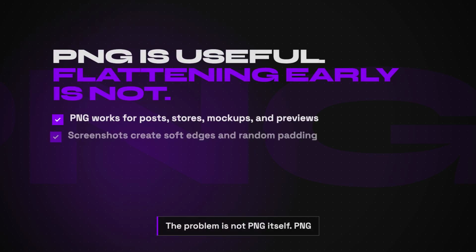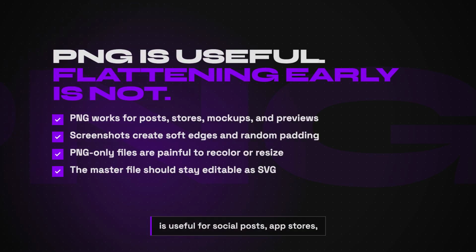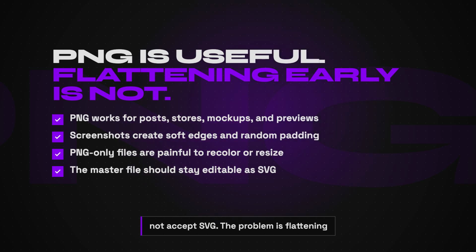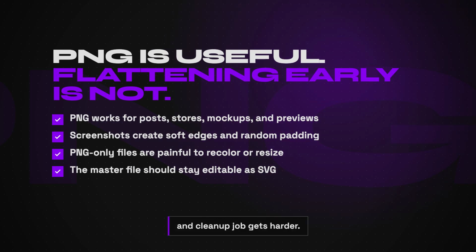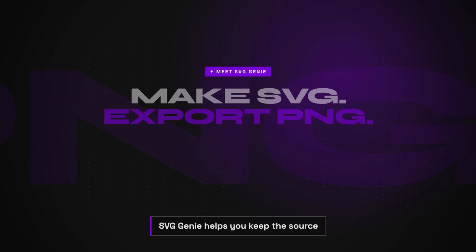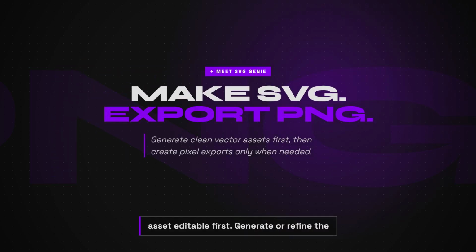The problem is not PNG itself. PNG is useful for social posts, app stores, thumbnails, marketplaces, mockups, and tools that do not accept SVG. The problem is flattening too early. Once the only file you have is a PNG, every resize, recolor, and cleanup job gets harder. SVG Genie helps you keep the source asset editable first.